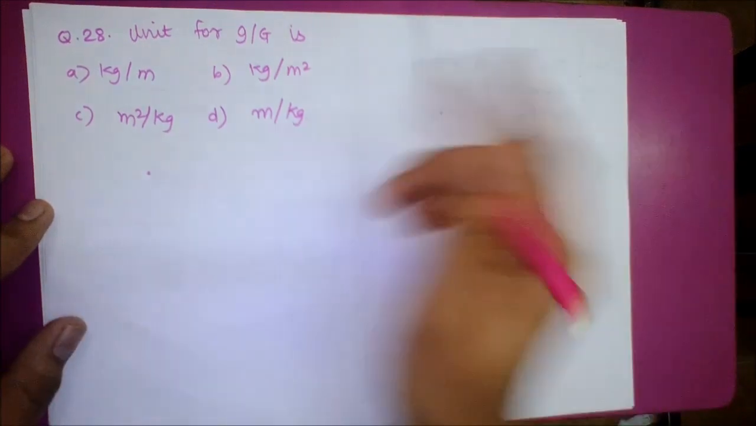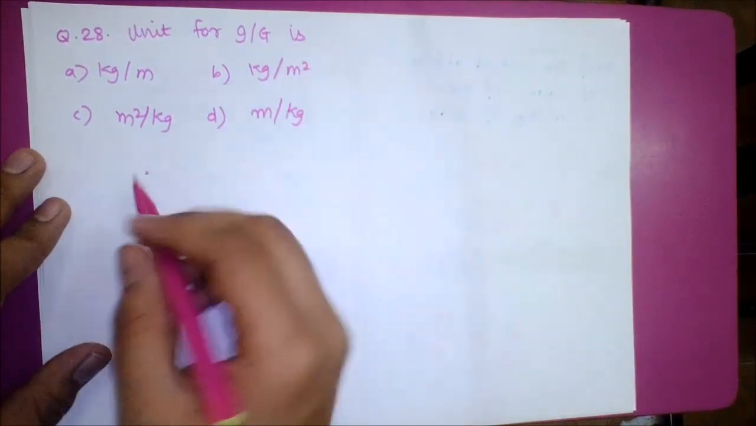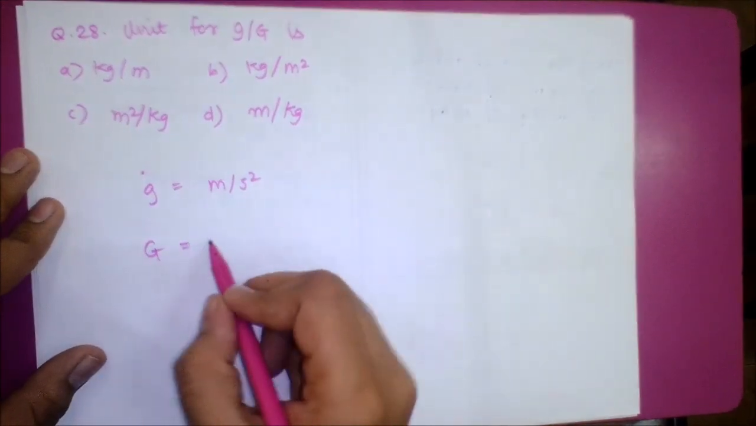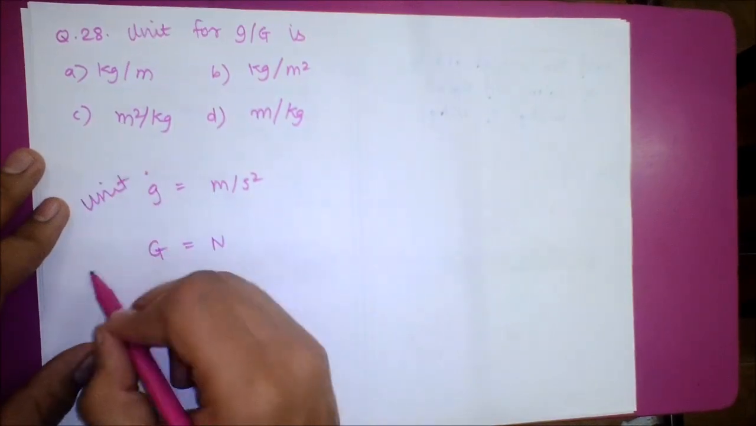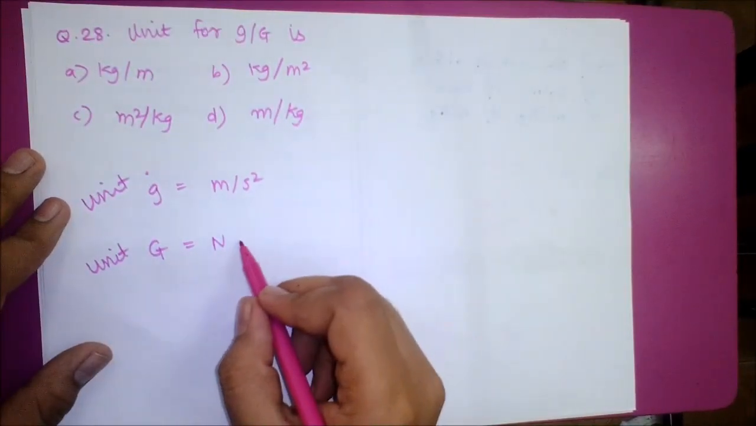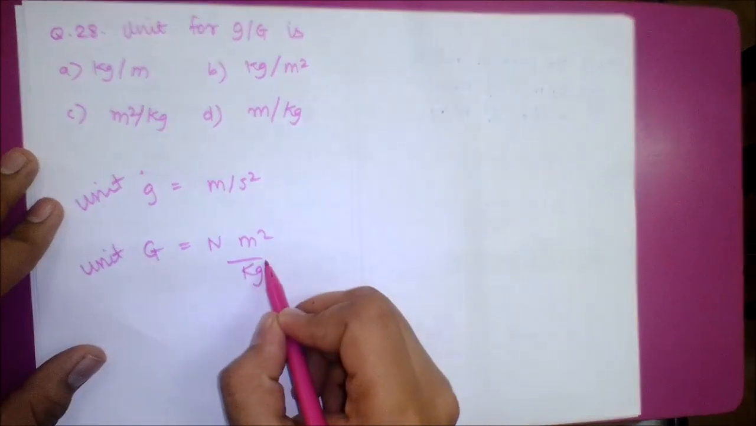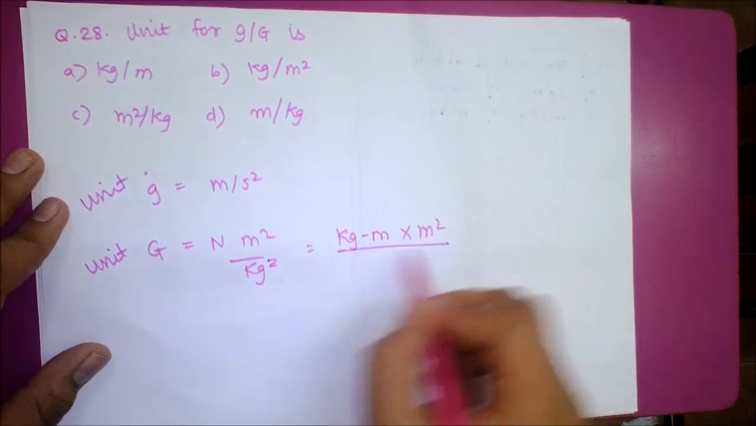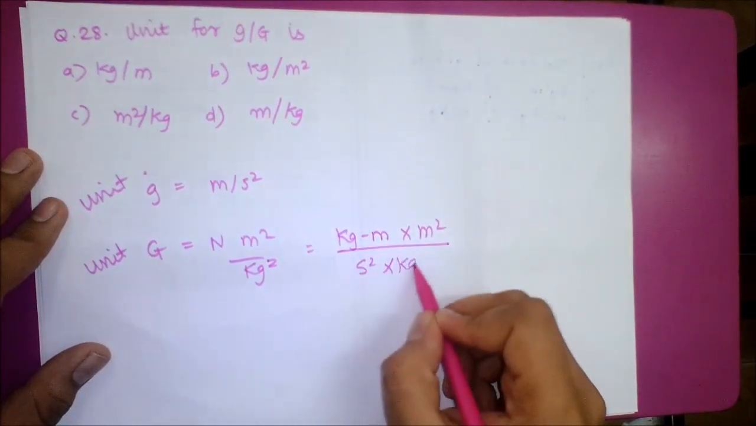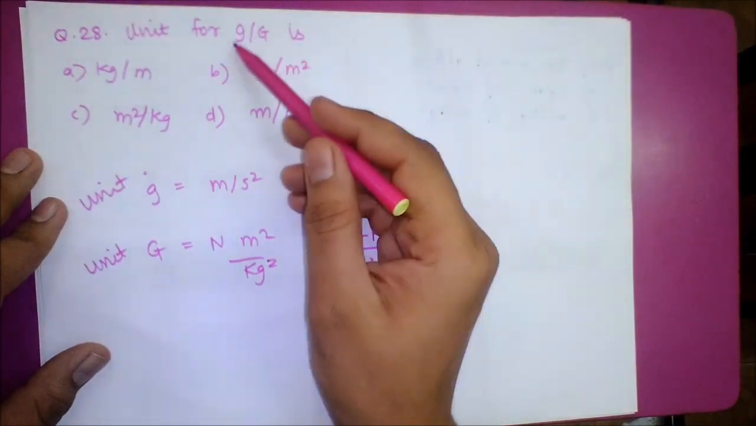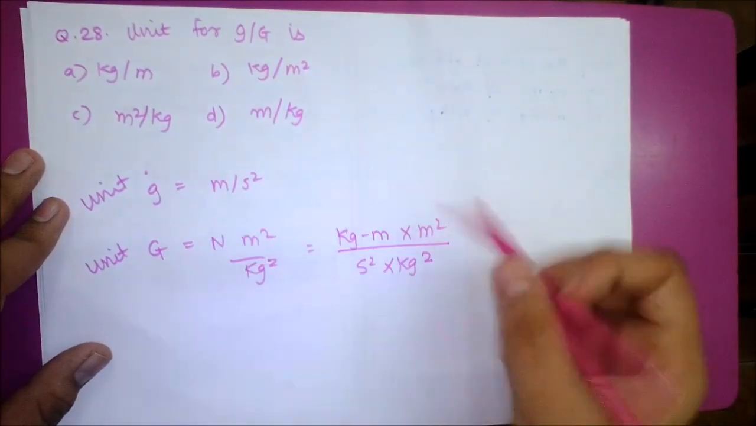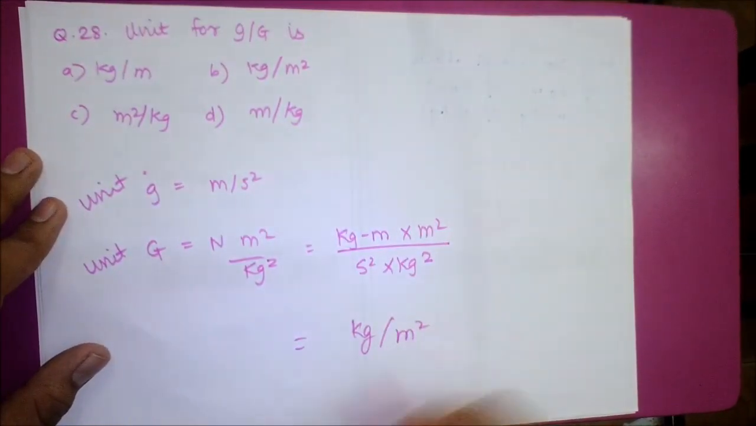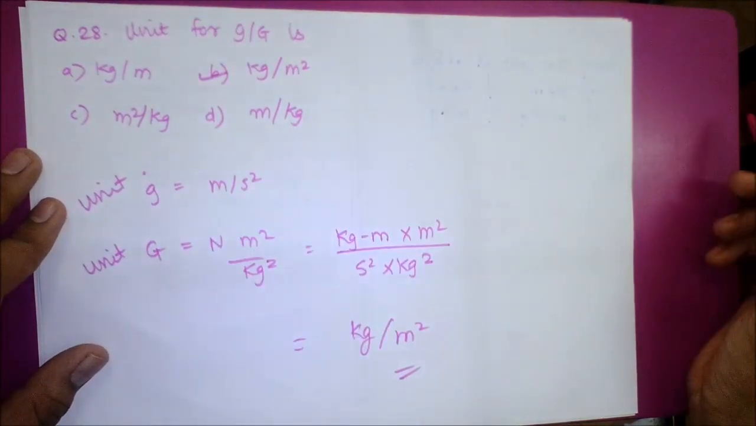Question 28. Unit for capital G is, now we know unit for small g is equal to meter per second square. Unit for capital G is equal to Newton meter square upon kg square, which is equal to kg meter into meter square upon s square into kg square. So on solving we get meter cube per kg second square. So option B, is the correct answer.